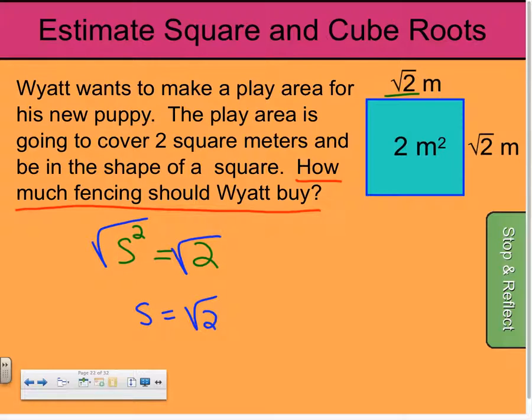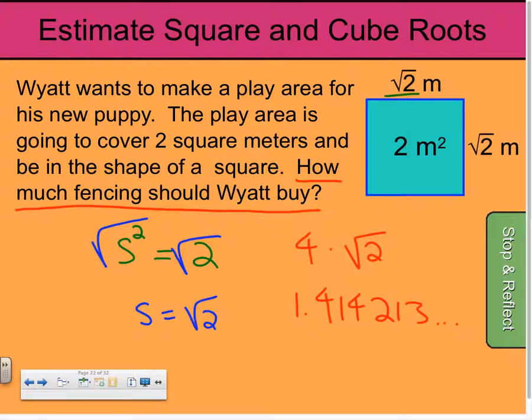I'm buying fence to go around the outside, which is the perimeter. So I have 4 sides, and I have 4 sides that are the square root of 2 in length. So I need to find a decimal for the square root of 2. Well, when I put that in my calculator, I get the number 1.414213, and so on and so on.